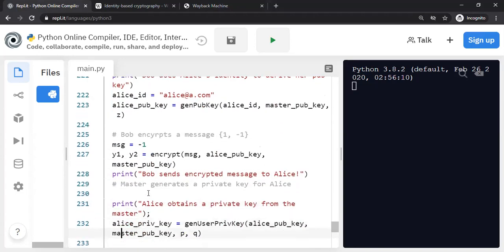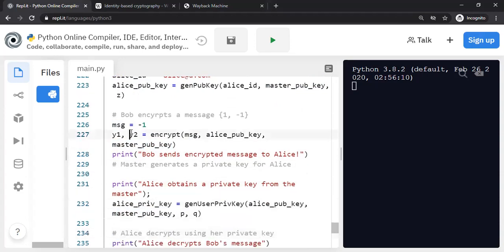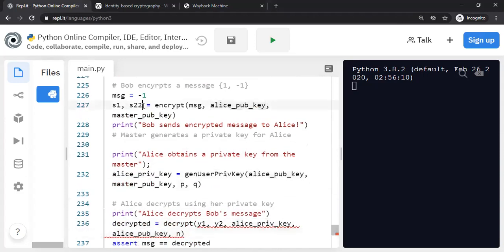Now Bob wants to encrypt, say, -1. He calls the encrypt function. He sends the message, Alice's public key and the master public key. Of course, master's public key is also needed. And then he gets two pairs, like on the whiteboard I used S1, S2. I can also call it S1, S2 here to be consistent.